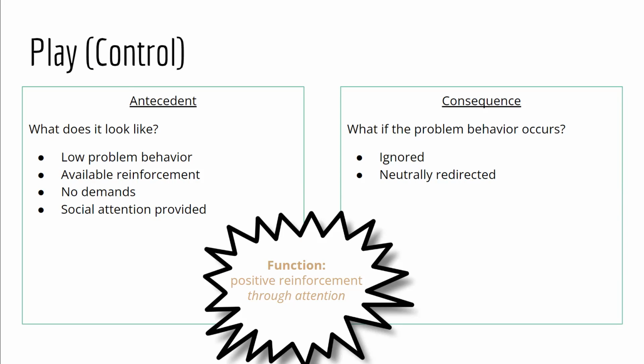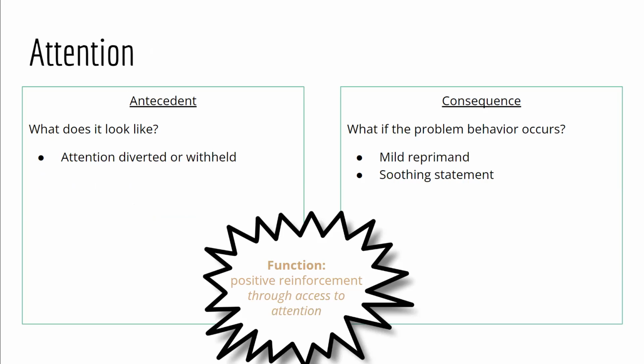Now, if we see a problem behavior occurring, well, we would either ignore it or we would neutrally redirect the behavior. If we notice that the play condition exhibits a high behavior exhibited, we would consider the function to be positive reinforcement. It would be positive reinforcement because an individual is gaining our attention and receiving it.